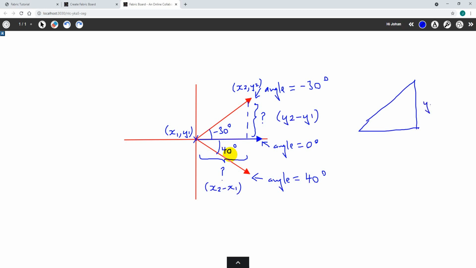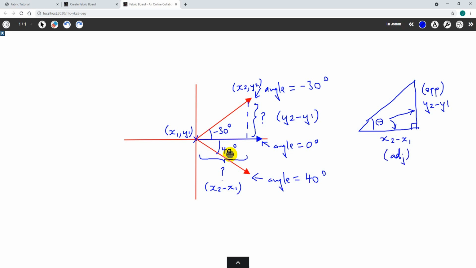So we have y2 minus y1 over here, x2 minus x1 over here. And this is a right-angled triangle. So this is theta. With respect to this angle, this side is the opposite side, and this side is the adjacent side. So we have to use trigonometry.